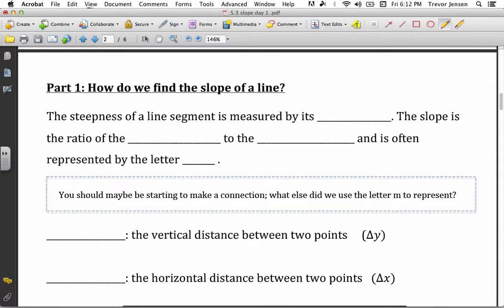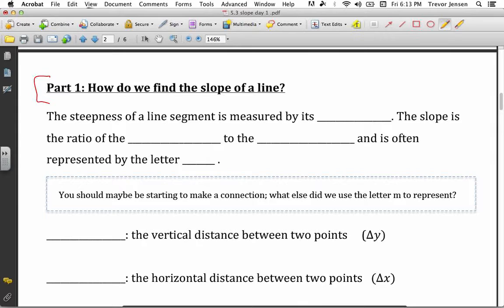Now that you've tried that investigation, I'm going to go through this lesson and show you how we find the slope of a line. Hopefully after that investigation, you were able to determine on your own how to calculate the slope of a line. If you weren't, I'm going to go through now how you do that.